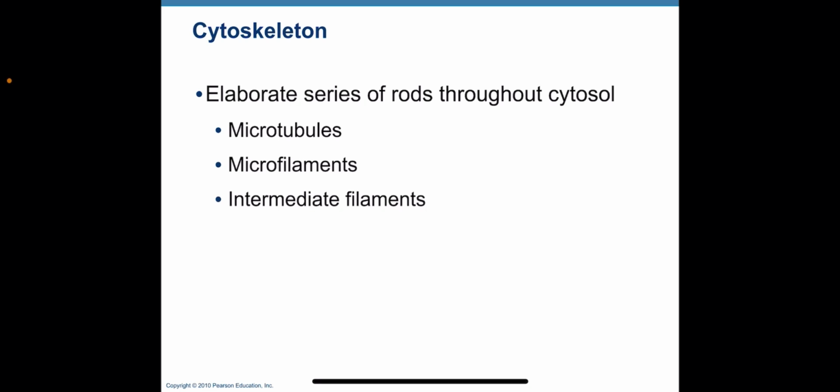Then we have our cytoskeleton, which is an elaborate series of rods throughout the cytosol that help keep everything in place. So we have microtubules, microfilaments, and intermediate filaments as the three different parts of the cytoskeleton. Depending on what they're used for is which type it will be.